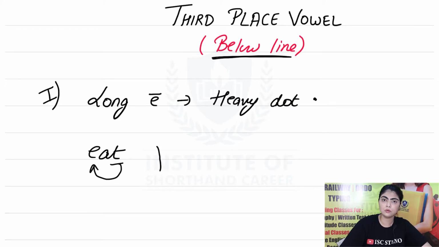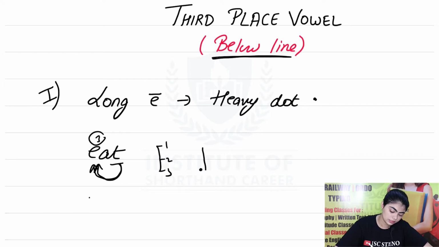E is a third place sound. So you have to place the sound on the third place of T and before T. This is the first place, this is second and this is third. I'll make it again. So this is before. You just have to place the dot over here on the third position. This is eat.